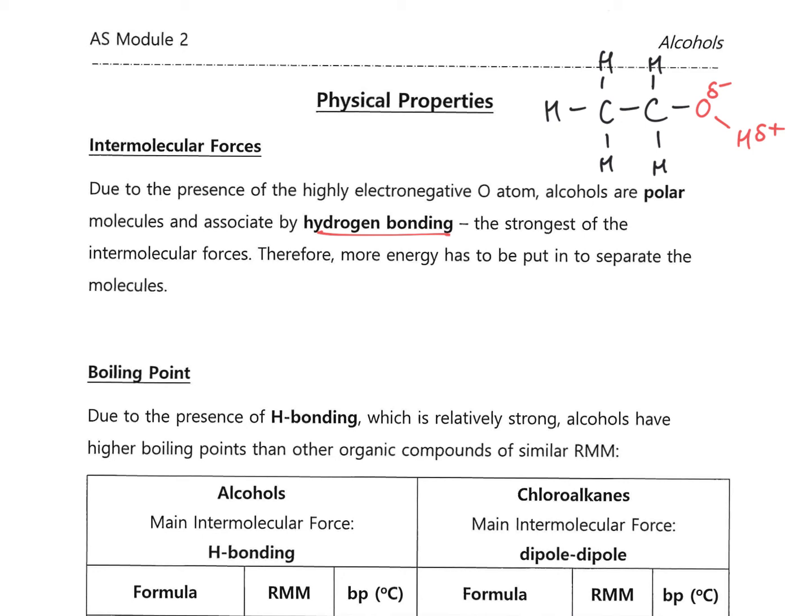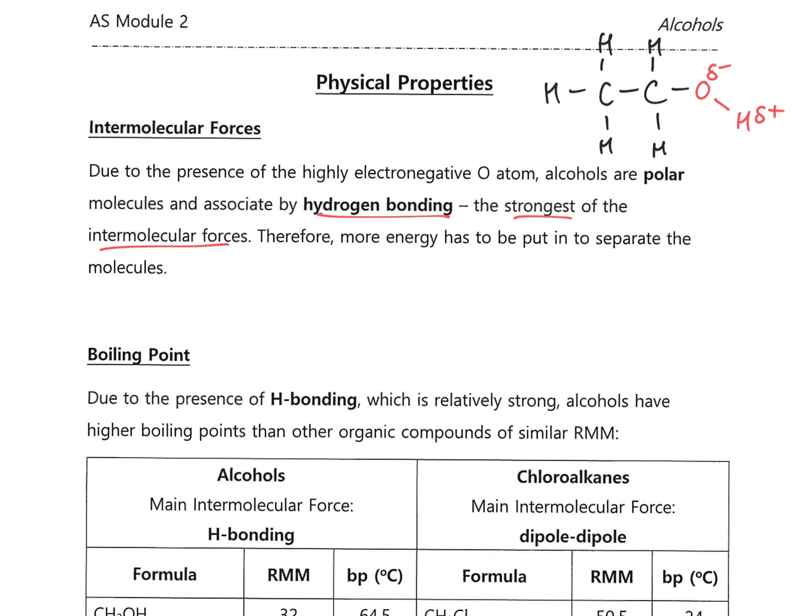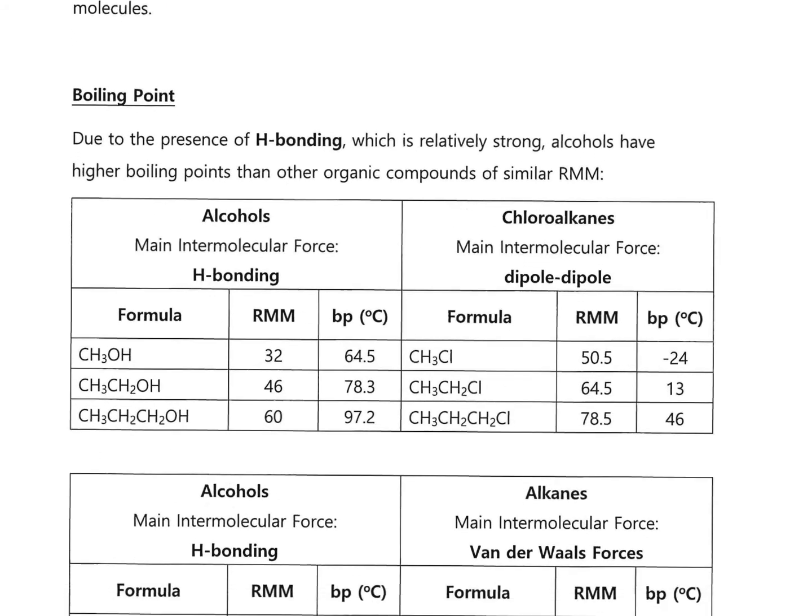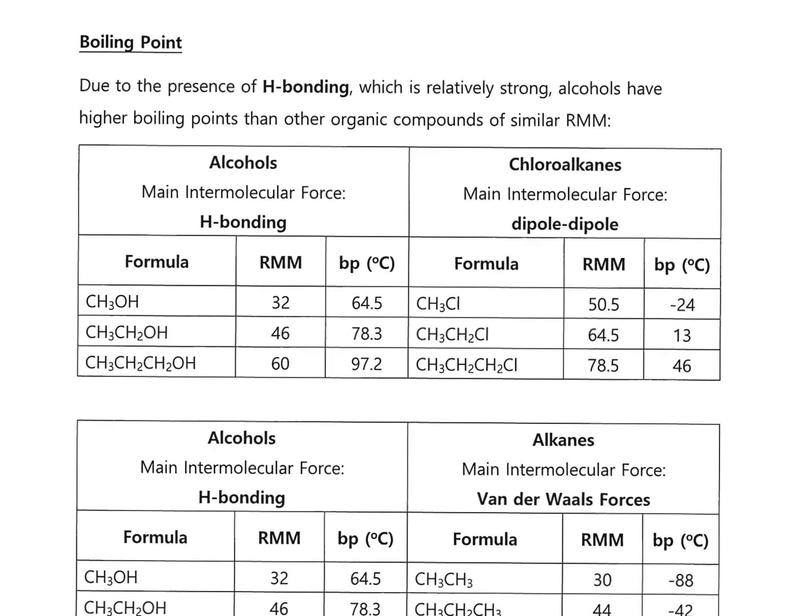Hydrogen bonding is the strongest of the intermolecular forces, therefore more energy has to be put in to separate the molecules, and that has a big impact on the boiling point in particular. So due to the presence of hydrogen bonding, which we don't see in any of the other families that we've looked at so far, it's not in alkanes, it's not in alkenes, it's not in halogenoalkanes, alcohols are going to have the highest of boiling points compared to molecules of other organic compounds that have similar RMM.